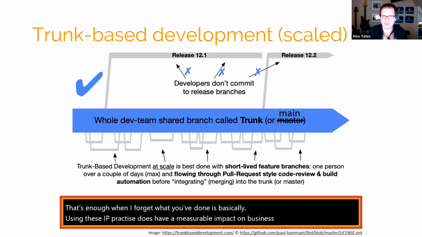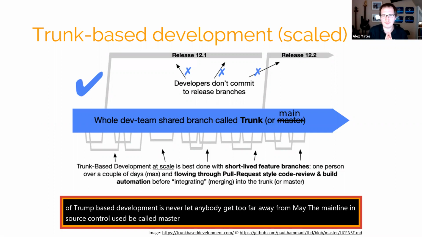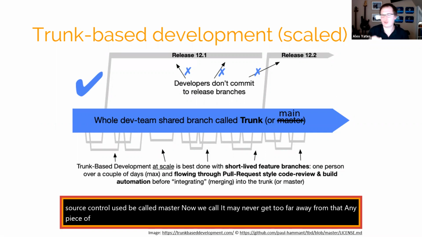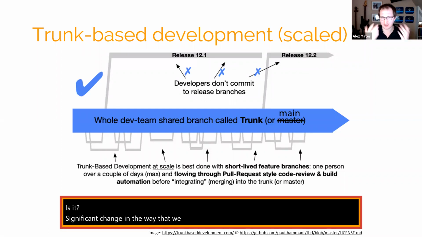The basic point of trunk-based development is never let anybody get too far away from the main line in source control. It used to be called master, now we call it main. Never get too far away from that. Any piece of work should be small enough that ideally you can finish it and commit it and push it to production in a day, which is a significant change in the way that we work for a lot of us, but it does make a significant difference.